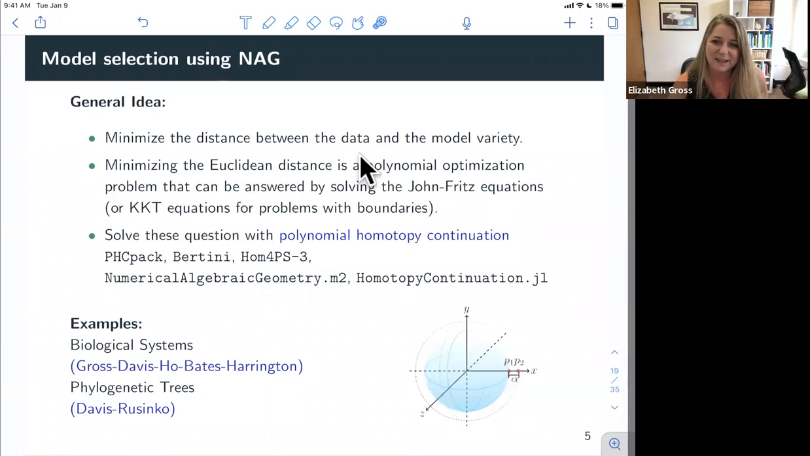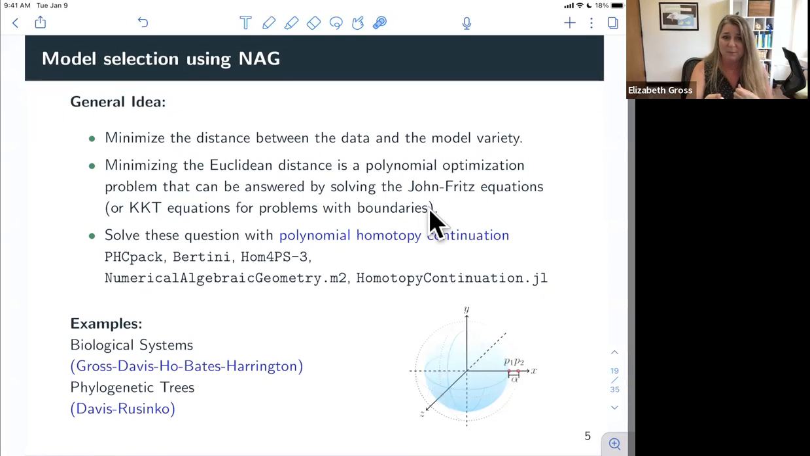And this language, we're going to have to say what that means in our context when we're thinking about the Gaussian mixture model case. What is going to be our data that we're going to use and what's going to be our model variety? And we're going to have to play around because it's not going to be as easy to see as in these biological systems problems. But that's the main idea.